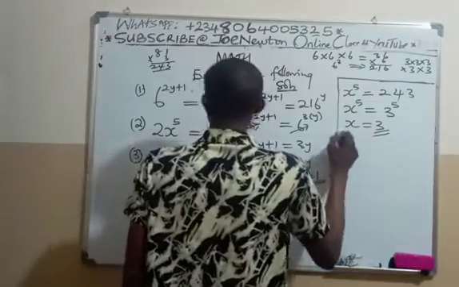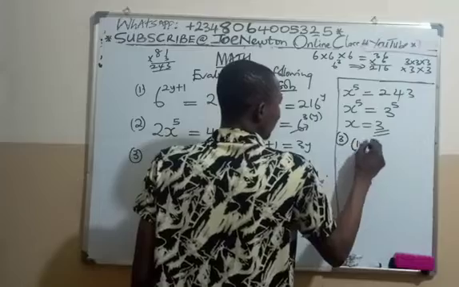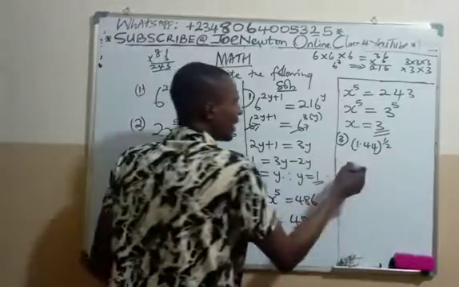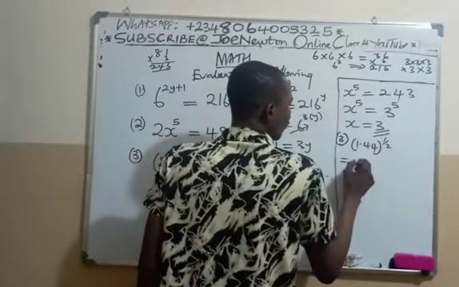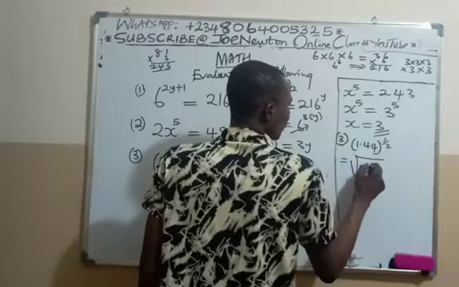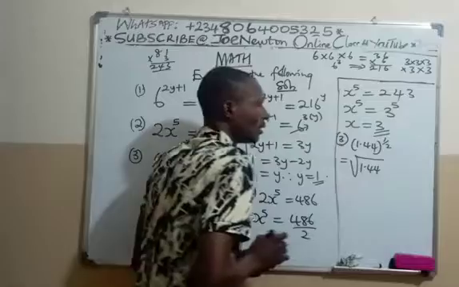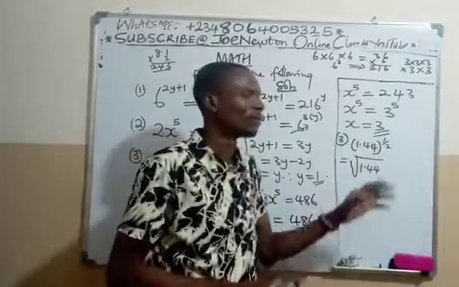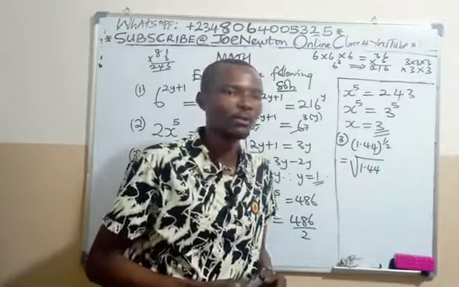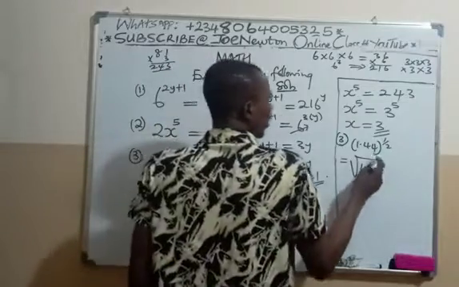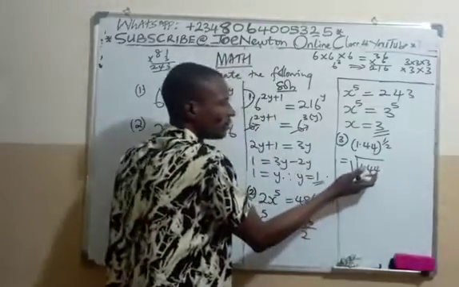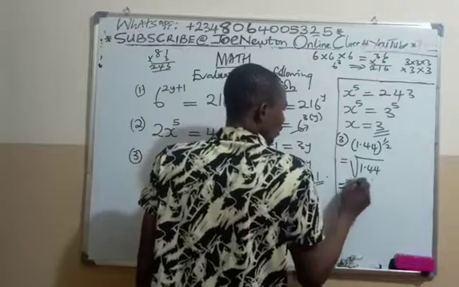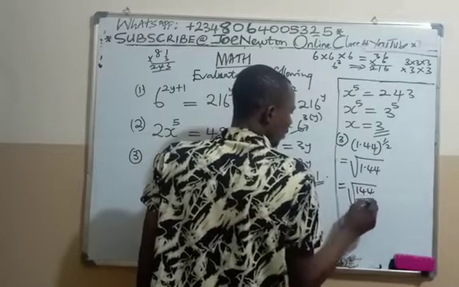Then for number 3 question, we are given to evaluate 1.44 raised power of 1 over 2. Then this implies square root of 1.44, of course, because raised to power of 1 over 2 is equivalent to square root of that particular number or value. Okay, now this is decimal fraction. We can then convert it to ordinary fraction, which will give us square root of 144 over 100.